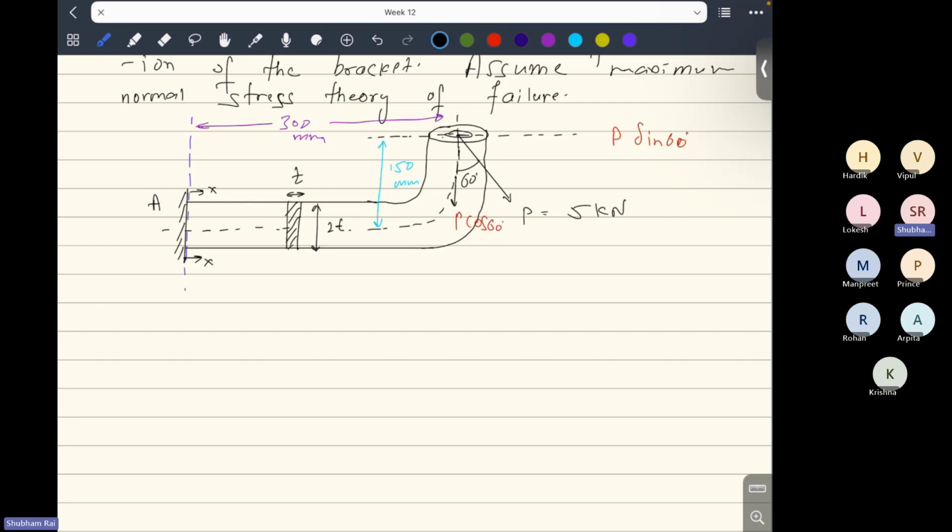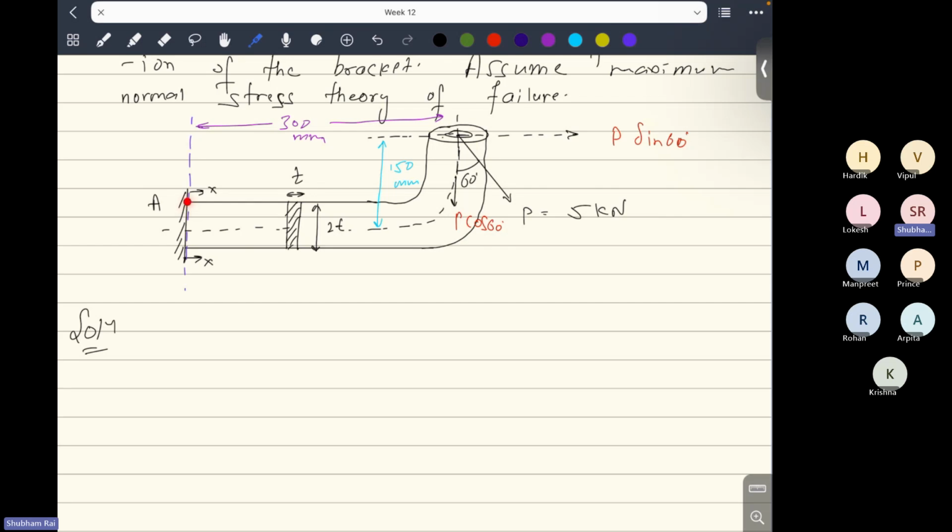So let me just do the solution. Before doing the solution, I just want to ask: at this point the bending moment will be due to this component of force also, that is the horizontal component, P sine 60 degree multiplied by this 150 distance, in the minus z direction, and due to P cos 60 degree multiplied by 300. So there will be two contributions of bending moment from these horizontal and vertical forces, in the same direction. That bending moment will generate a normal stress at this point.